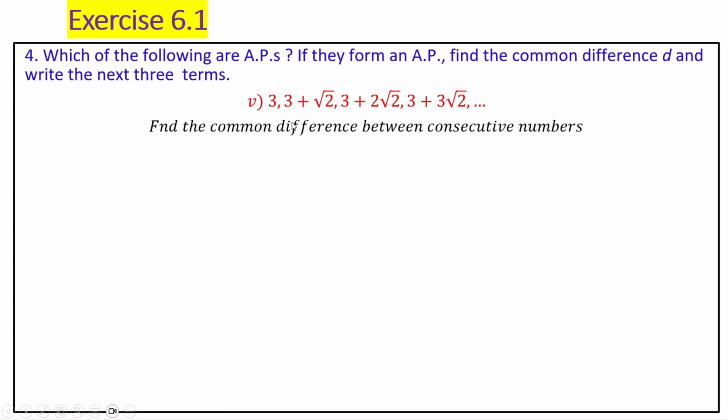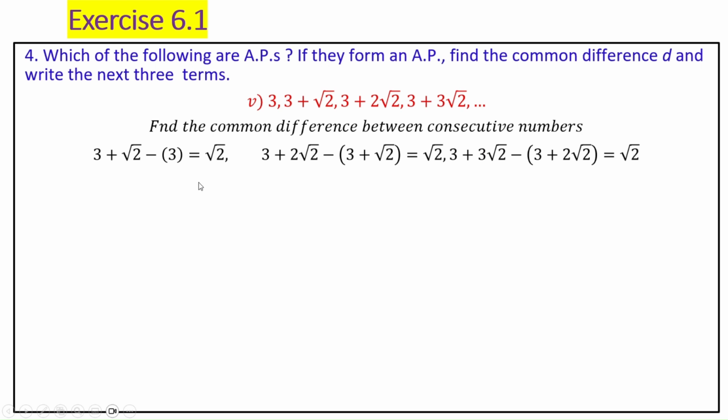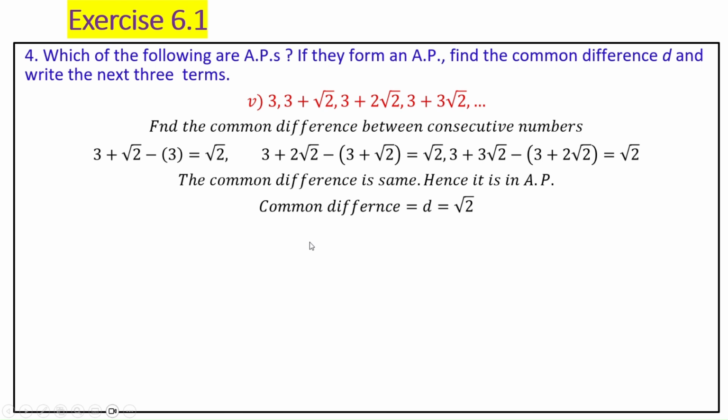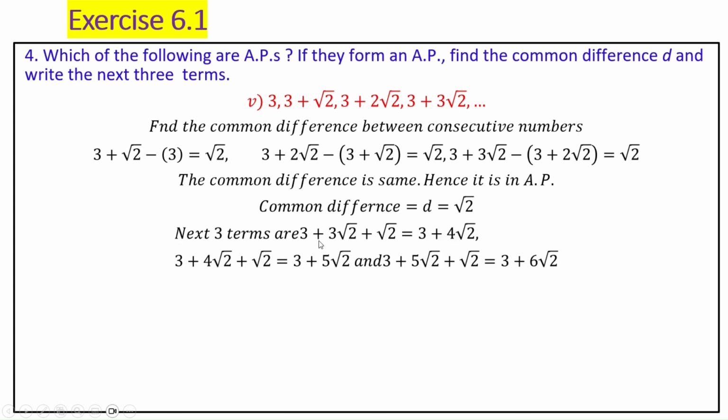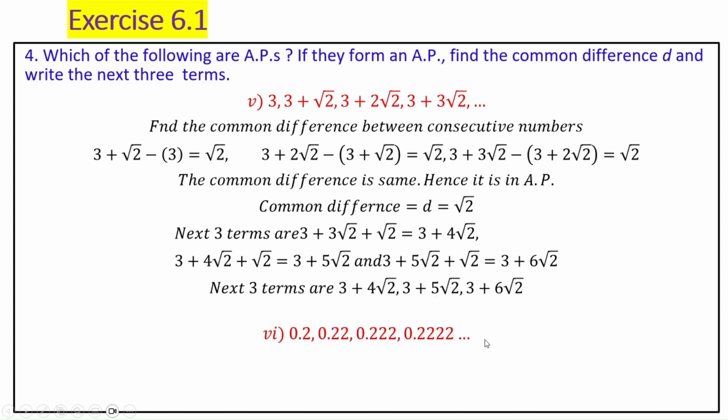Okay, they give some surds also. So everything is the same. You have to check all the common differences and make sure that they are the same or different. Okay, here all the common differences are square root of 2, square root of 2 and square root of 2 for the three of them. So they form an arithmetic progression with a common difference of square root of 2. Okay, so the next three terms are basically 3 plus 3 square root of 2 plus square root of 2, which is 3 plus 4 square root of 2, 3 plus 5 square root of 2 and 3 plus 6 square root of 2. These are the next three terms.